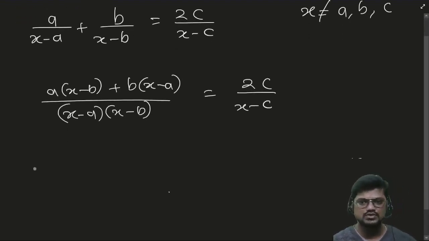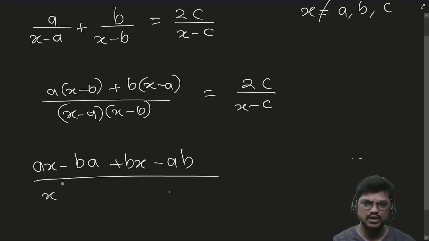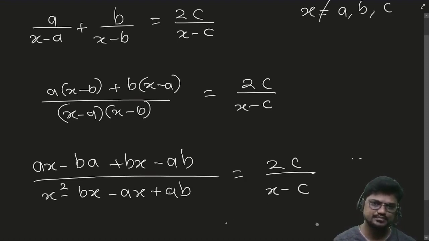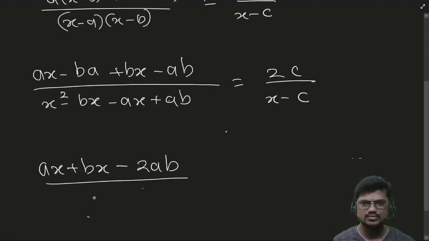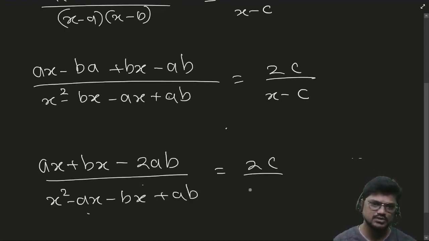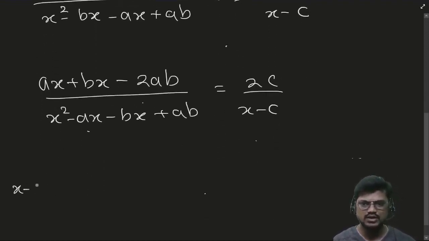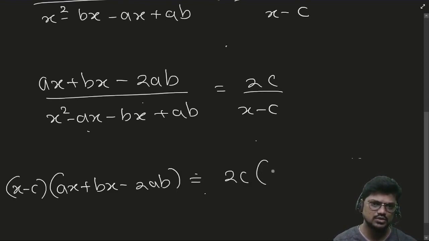Fine, I'll see to it. So this will be ax minus ab minus ba plus bx minus ab upon, if you multiply, x square minus bx minus ax plus ab, equals 2c upon x minus c. So ax plus bx minus 2ab upon x square minus ax minus bx plus ab is equal to 2c upon x minus c. Again, you have to do the cross multiplication. So x minus c into ax plus bx minus 2ab equals 2c into x square minus ax minus bx plus ab.